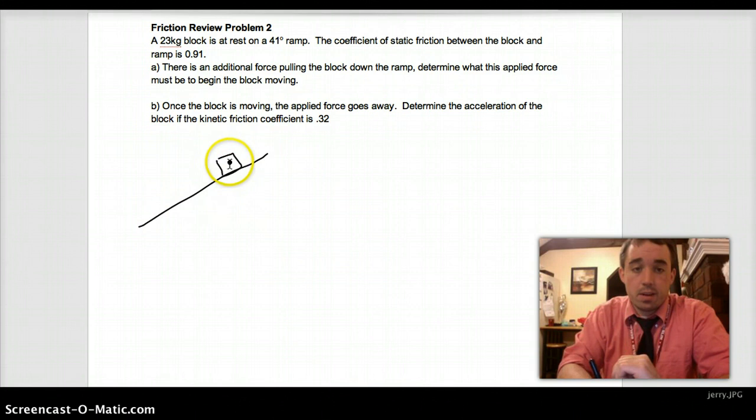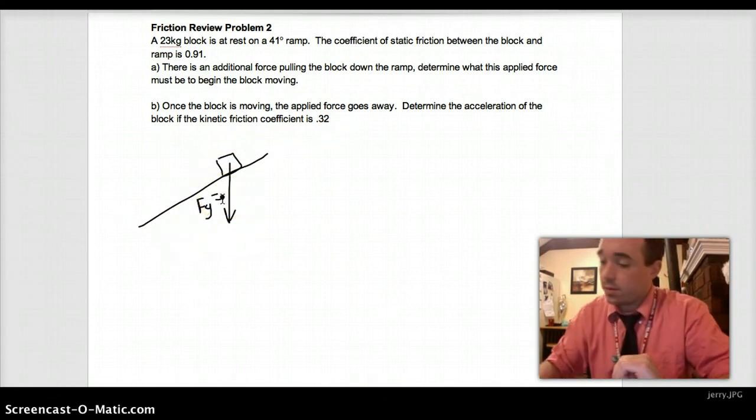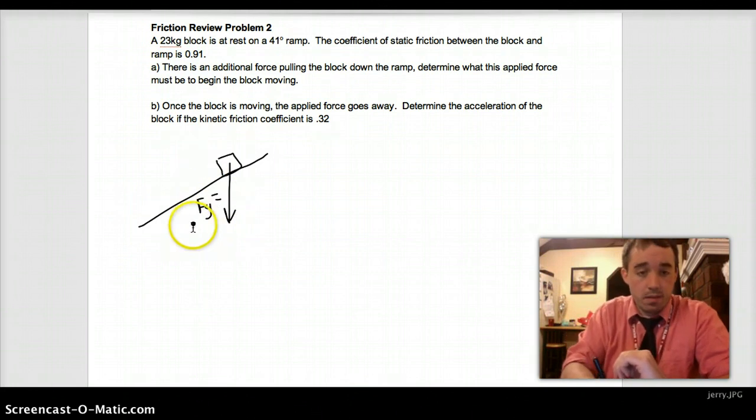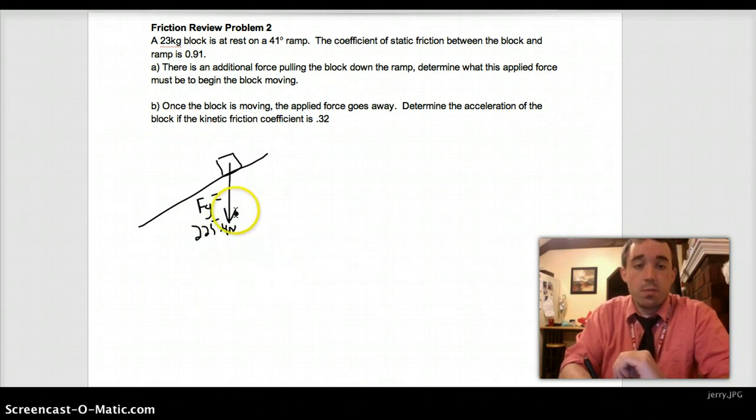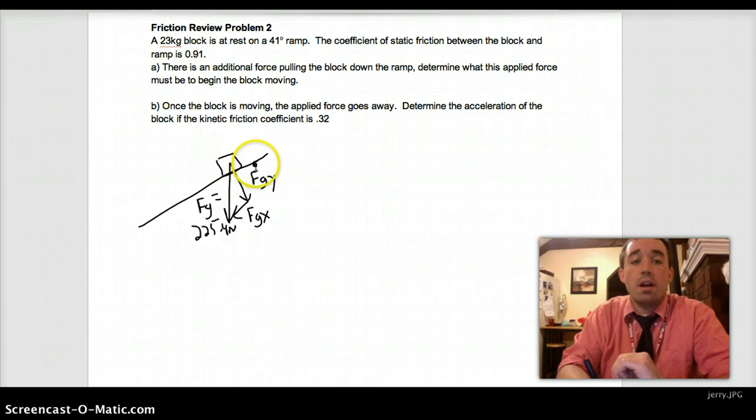We have a 23 kilogram block, so that means it has some amount of weight. That weight we've got to determine by doing 23 times 9.8, which is 225.4. As with all ramp problems, you've got to break it apart into its pieces. It's vertical and it's horizontal. This one's FGX. This one's FGY. All right, so we have a 41-degree ramp.